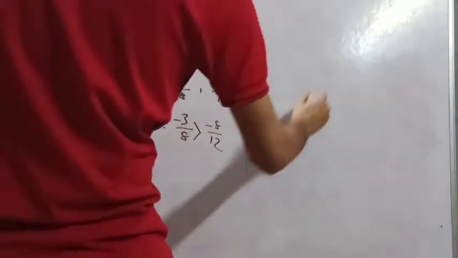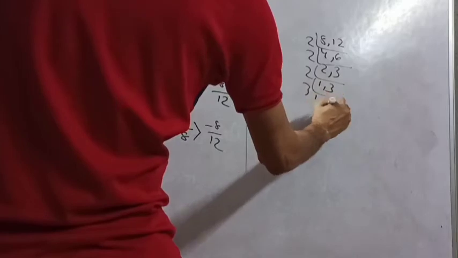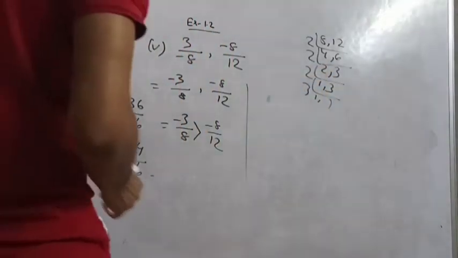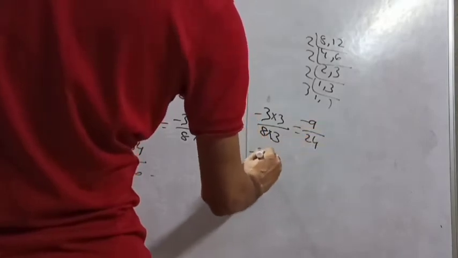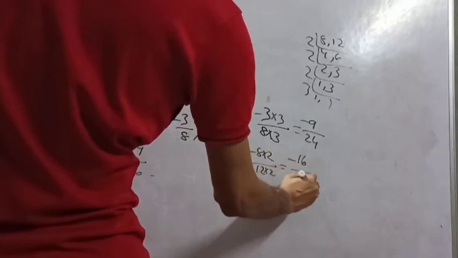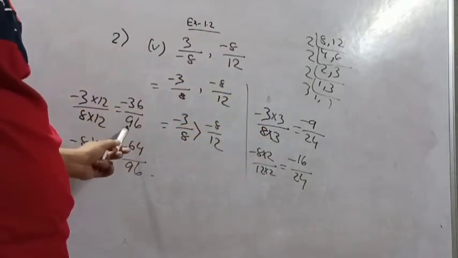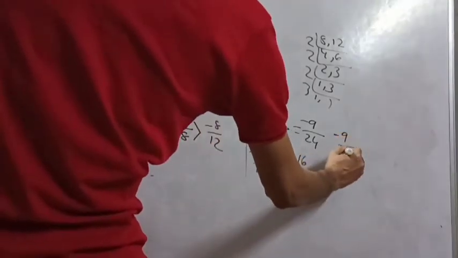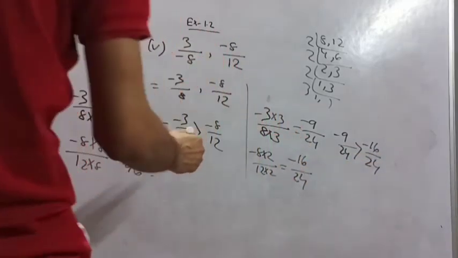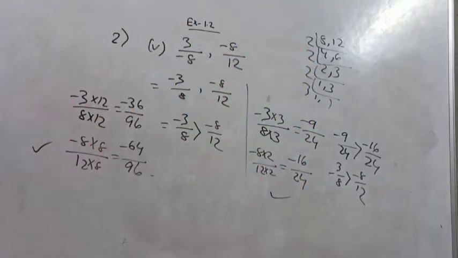This is one way. Another way: 2, 4, 8; 2, 6, 12; 2, 2, 2, 3. The LCM will be 24, so make the denominator 24. Minus 9 by 24 and minus 16 by 24. So same. This is one way, this is another way. This is the standard form, because we can reduce to lower terms. Both are correct. So minus 9 by 24 is greater than minus 16 by 24. That means minus 3 by 8 is greater than minus 8 by 12. Both are correct; which one you prefer is up to you.